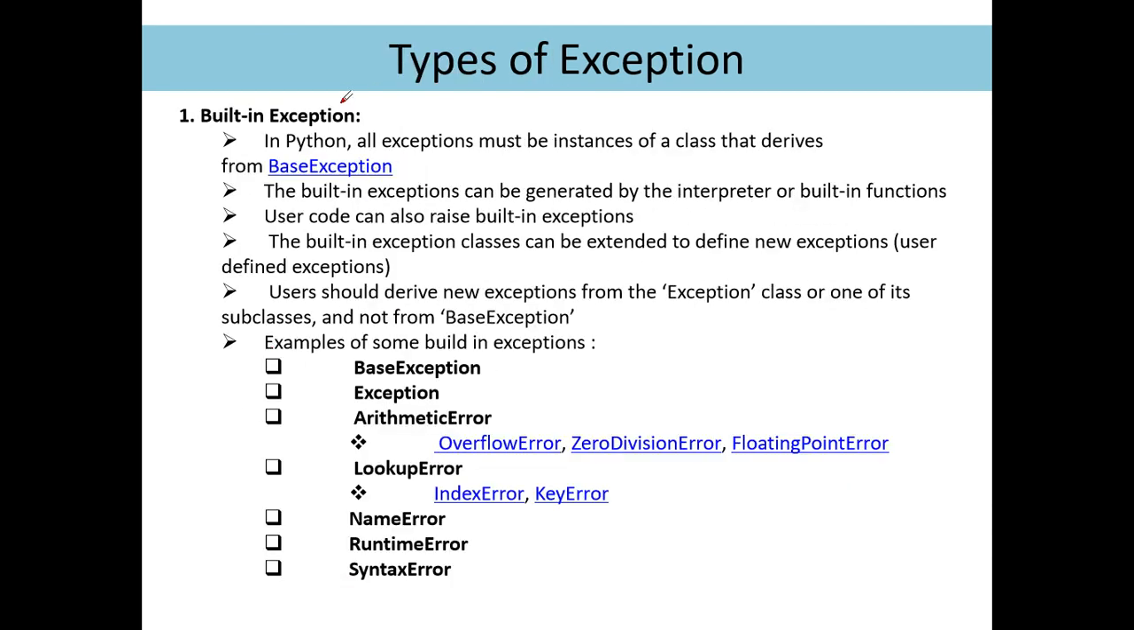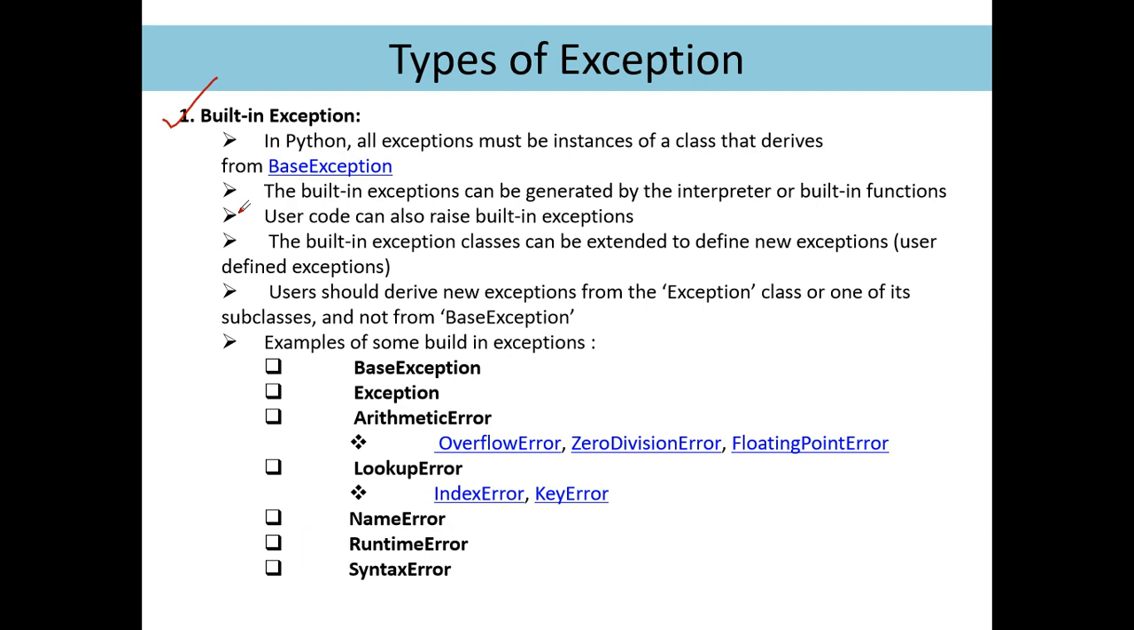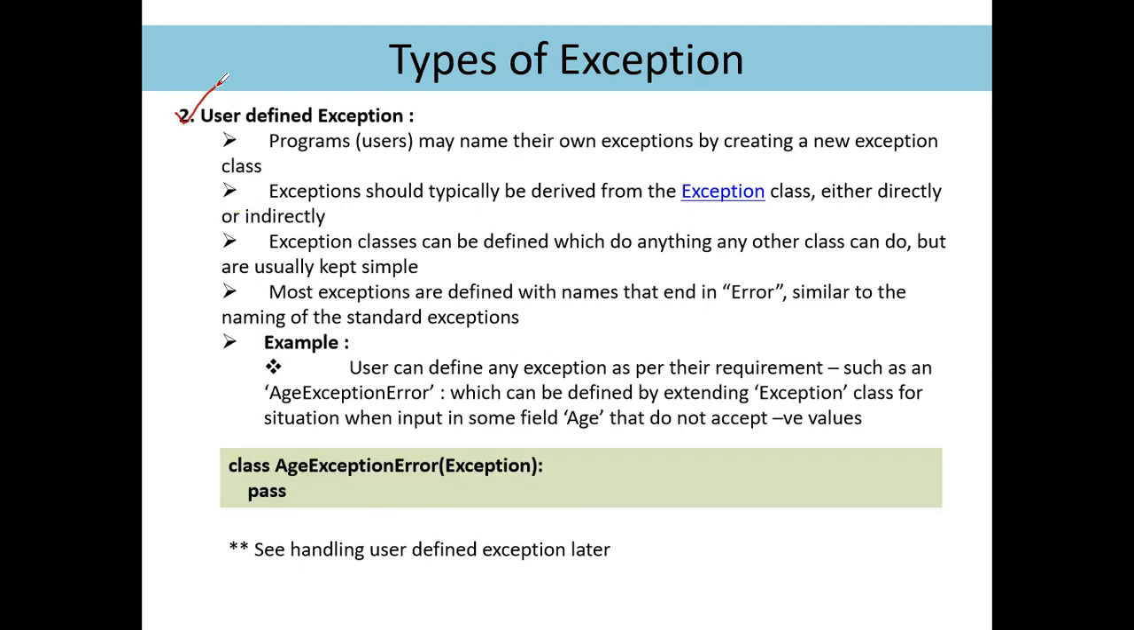So, types of exception. Specifically, two types of exceptions are there. One is your built-in exception, meaning the exception that is given by the language itself. Those are called built-in exceptions, and the exceptions that users create for their own purpose are called user-defined exceptions. So we have two different kinds of exception: one is built-in exception, and another is user-defined exception.